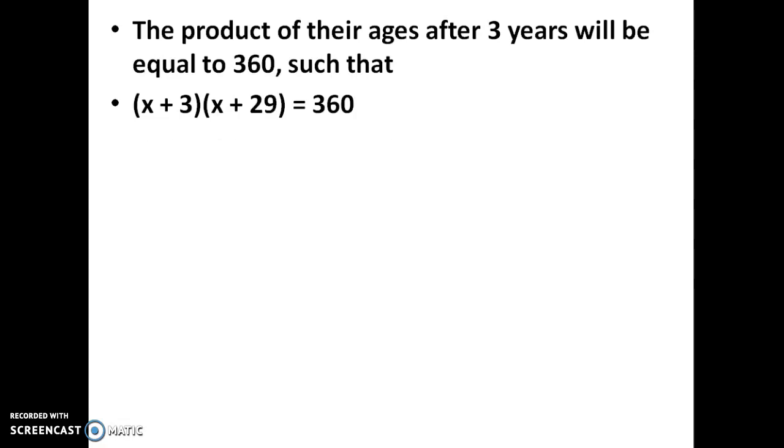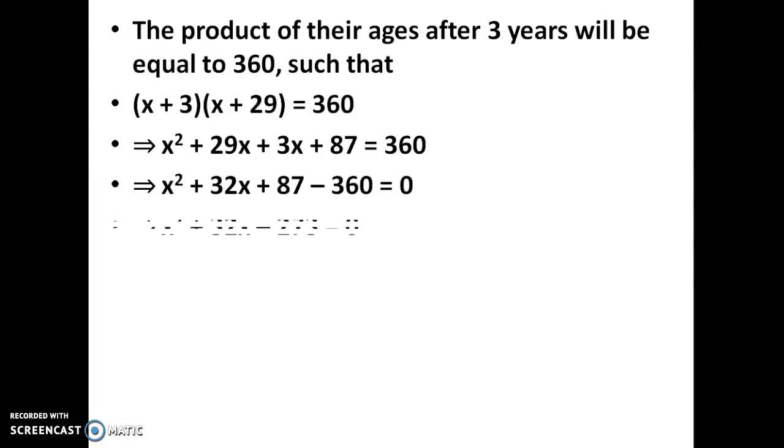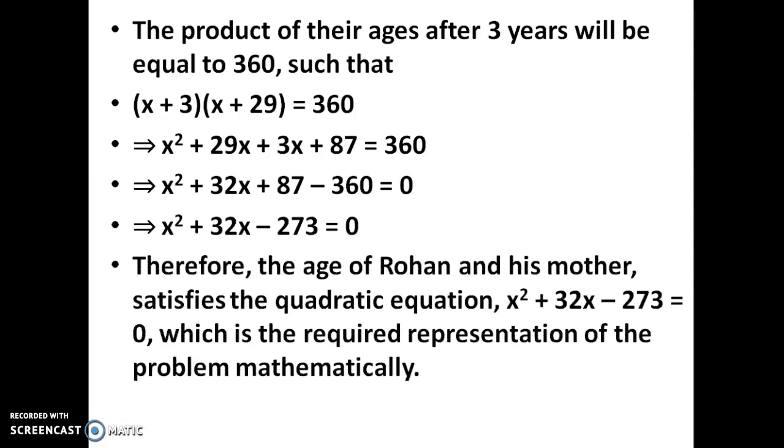So remove the brackets by multiplying. So we got x square plus 29x plus 3x plus 87 equal to 360. Furthermore simplifying, we got the final equation as x square plus 32x minus 273 equal to 0. This is the required quadratic equation.